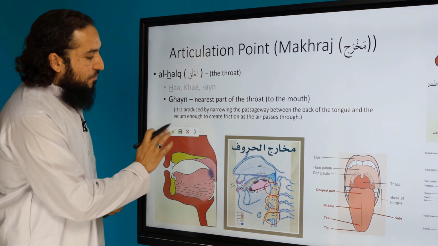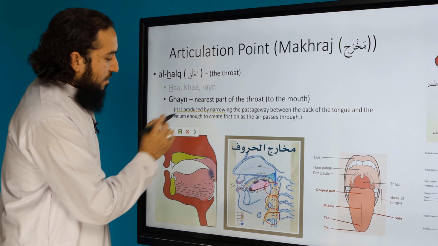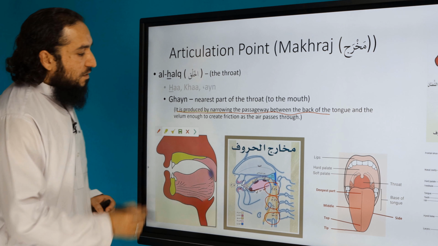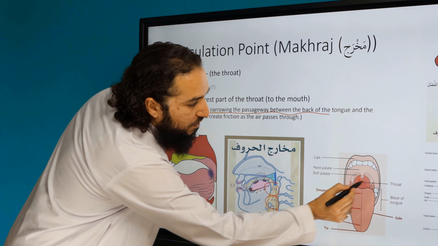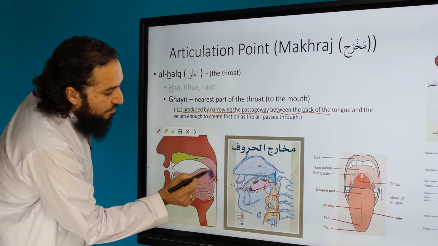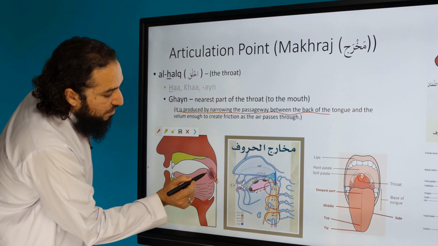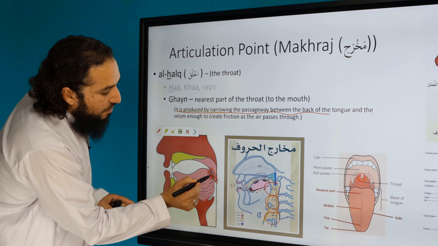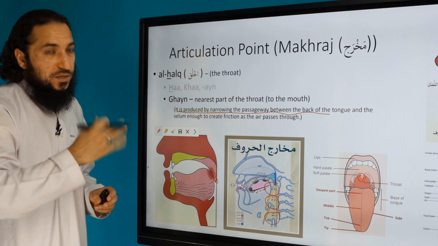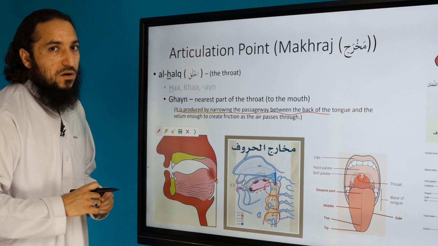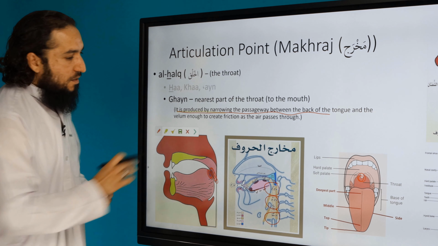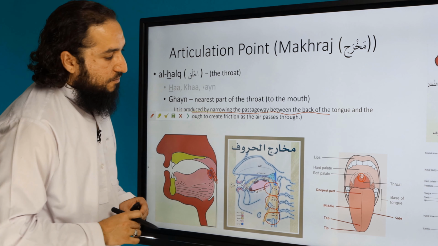And how is it produced? It is produced by narrowing the passageway between the back of the tongue and the velum. Okay, so this is the velum. You can see here's the velum. So we are constricting the pathway between the back of the tongue and the velum, and it creates friction when the air passes through. Create the sound of Ghayn. Okay, so that's the articulation point for Ghayn.